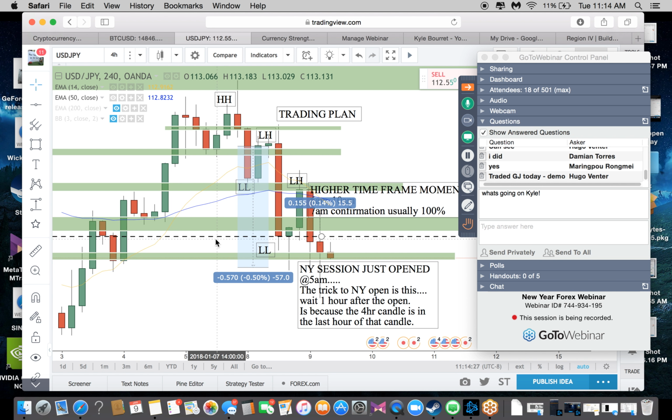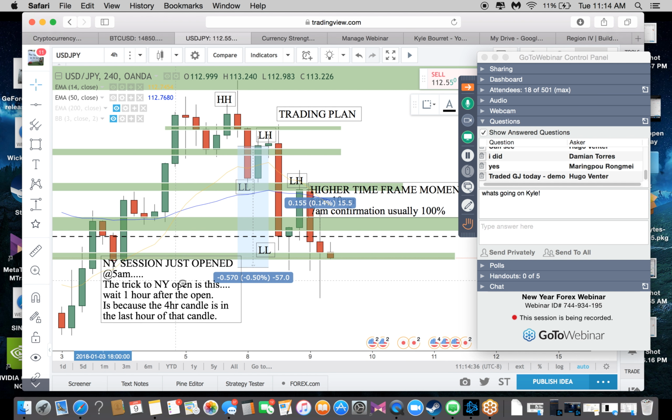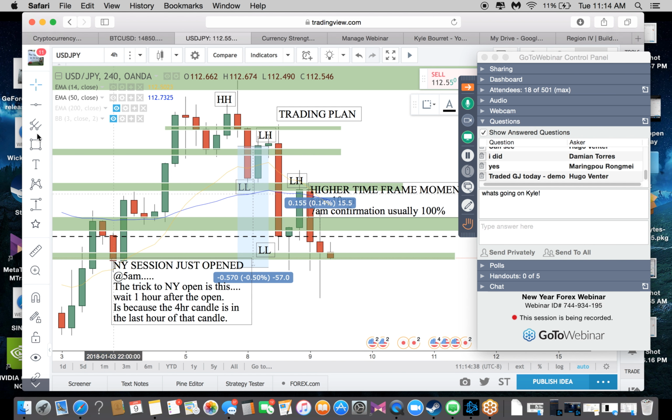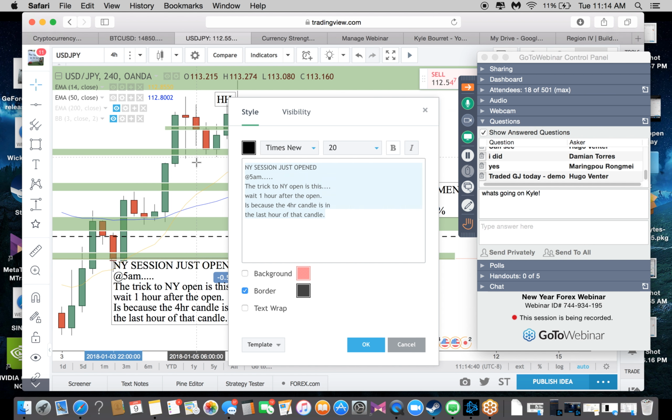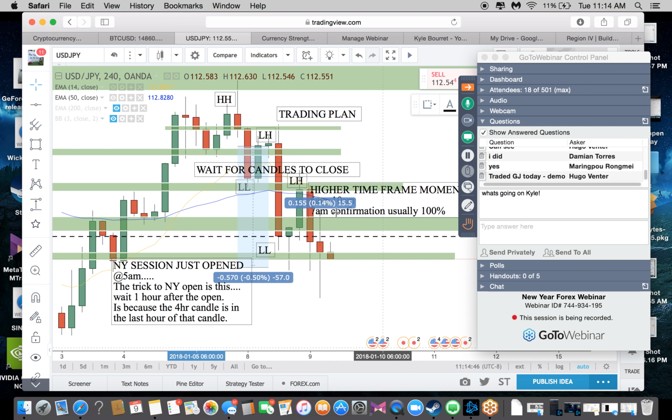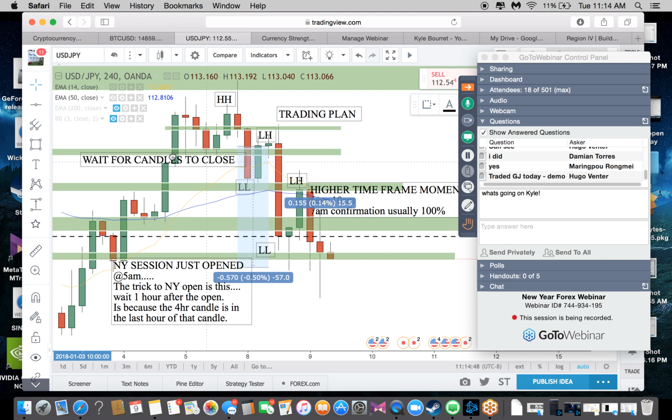Always wait for candles to close, whether it's the 15-minute time frame, the hour time frame, or the 4-hour time frame. Your trading plans need to be scheduled around waiting for candles to close. I'm just going to put that up here again. Wait for candles to close. Because you have to have patience, guys. Waiting for candles to close is what gives us patience.